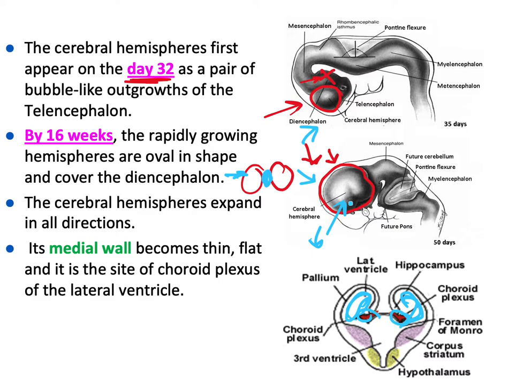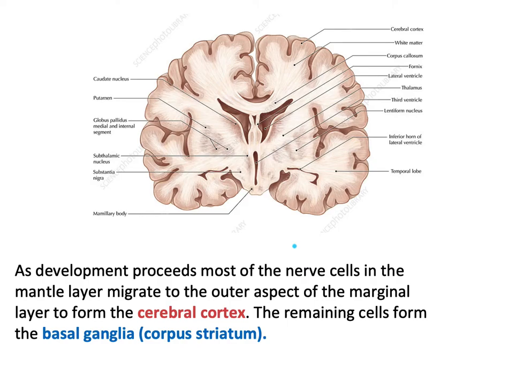Now the cavity starts to, if it's correct to say, cavitation, there's a cavity inside it, and this cavity will be the lateral ventricle, then the choroid plexus starts to appear there. Now I will skip this. And I would like to say something else.